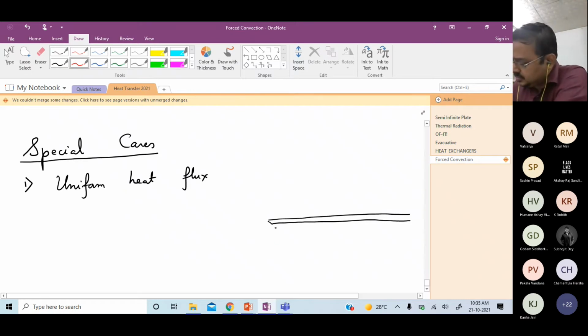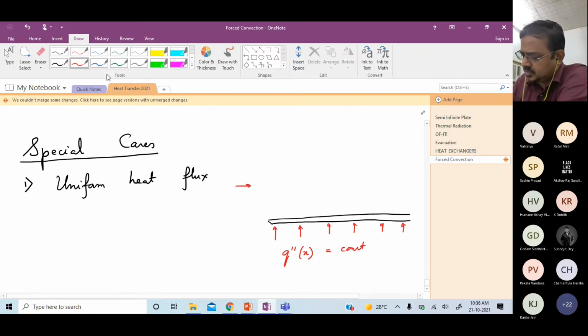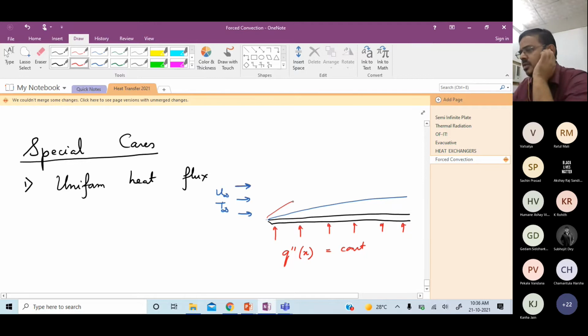So here what happens? My Q double prime X is constant. Okay, the flow is still the same. Flow is still coming at U infinity, T infinity. I will have a momentum boundary layer. I will still have a thermal boundary layer. Everything that way will happen.